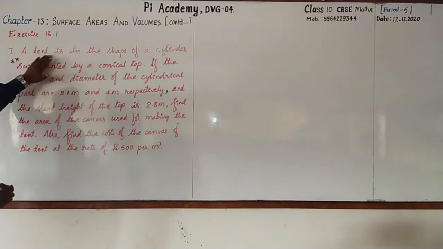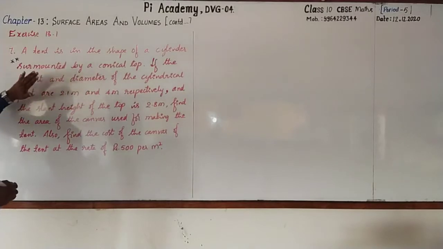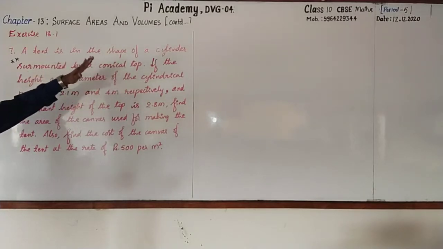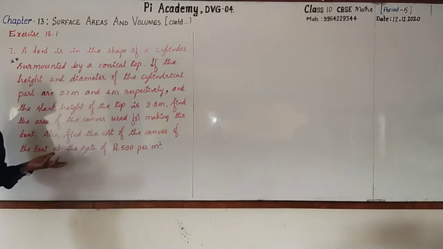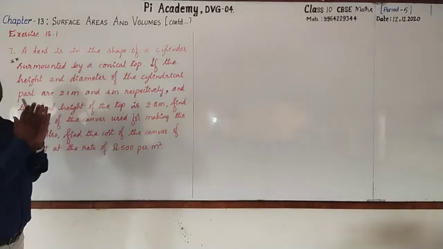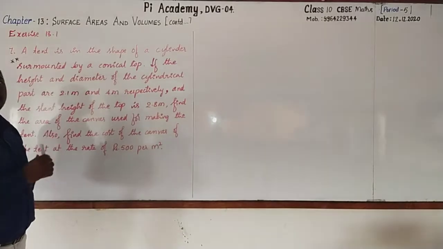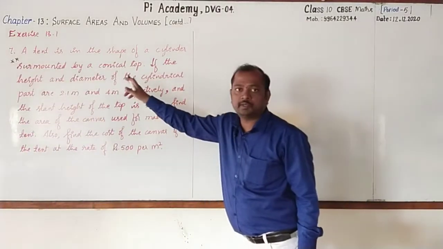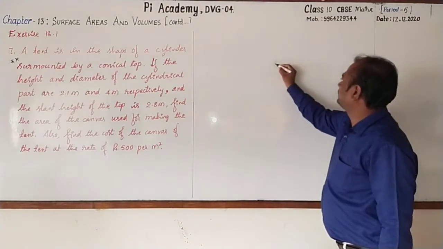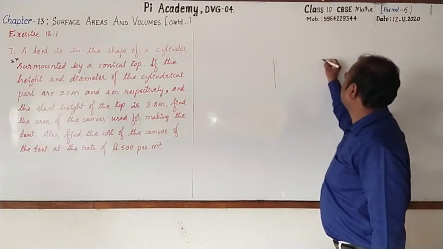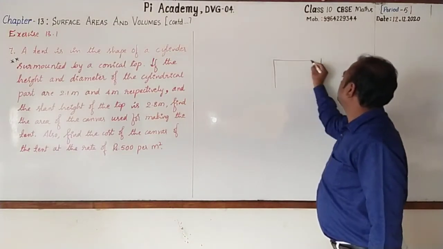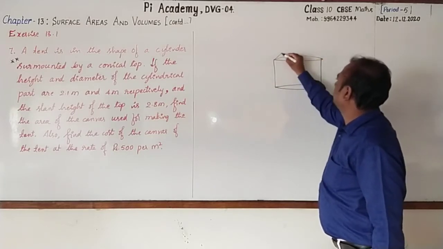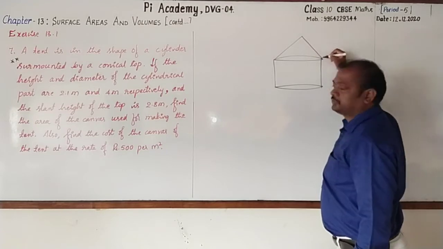A tent is in the shape of a cylinder surmounted by a conical top. Dear students, before going to the whole statement, let's read it part by part and draw the relevant figure. Here, a cylinder surmounted by a conical top. Now I am going to draw the tent. This is the cylinder. It is surmounted by a conical top, right?